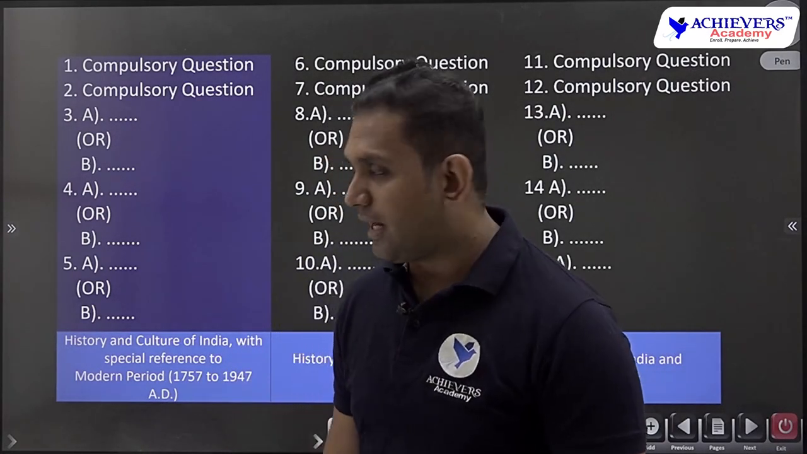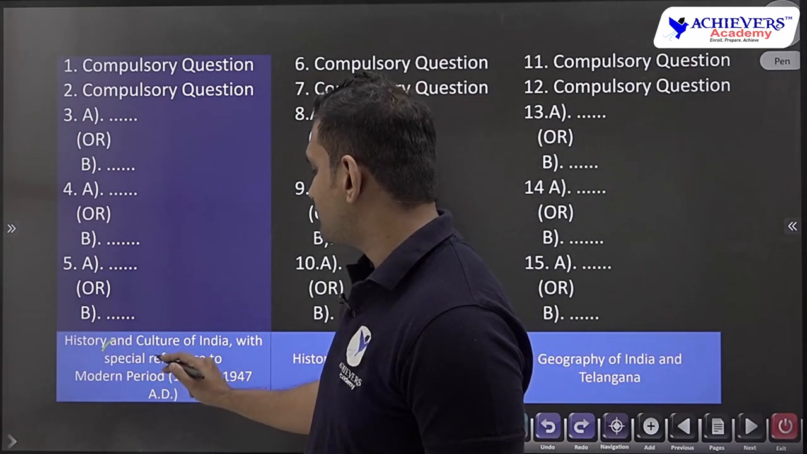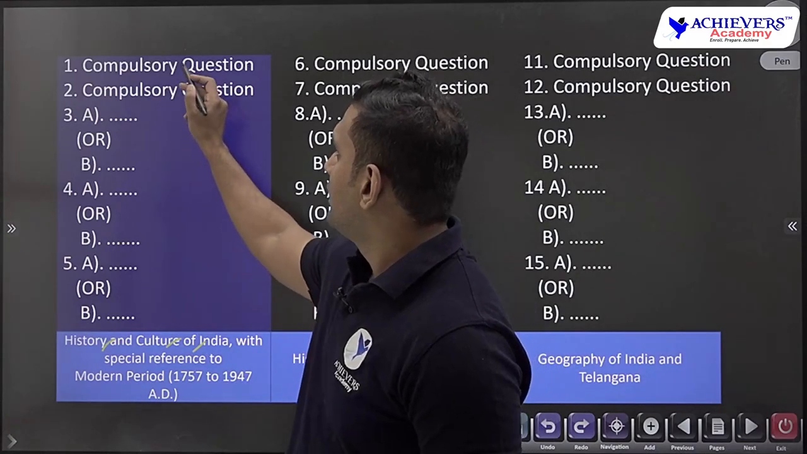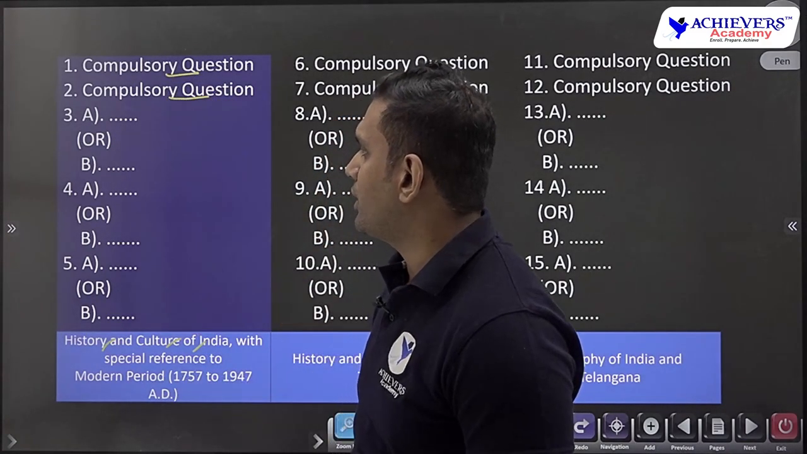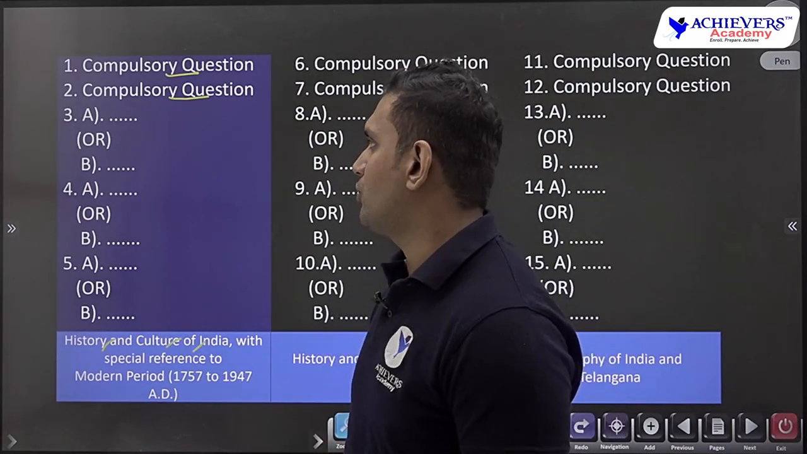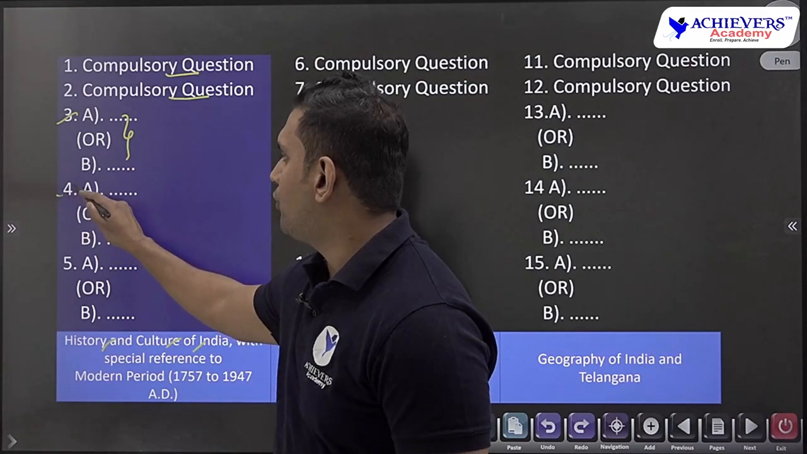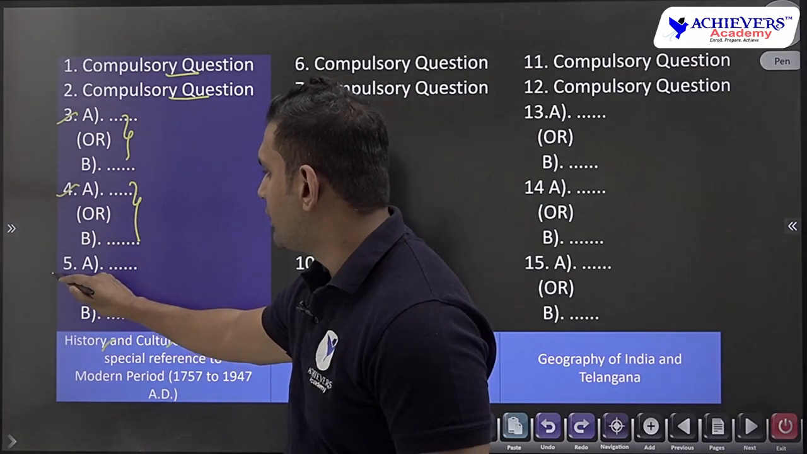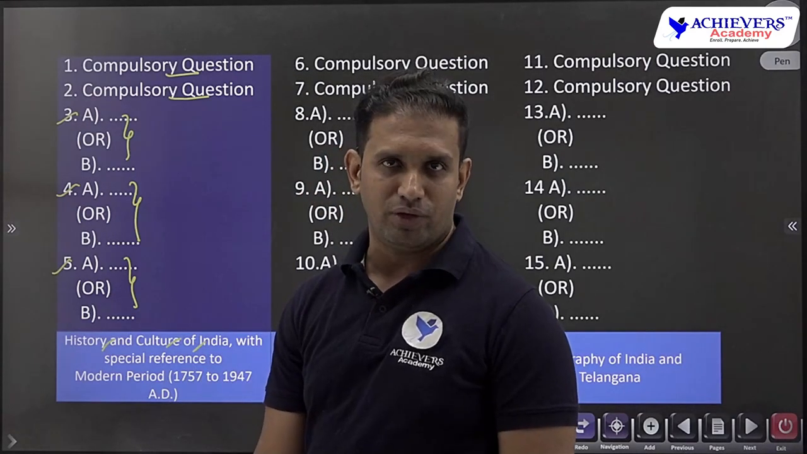So what they have done in History and Culture of India: the first question and second question are compulsory, and you have to answer them. The third question will be given with internal choice, the fourth question with internal choice, and the fifth question with internal choice. This is how the paper is. A very beautiful paper.